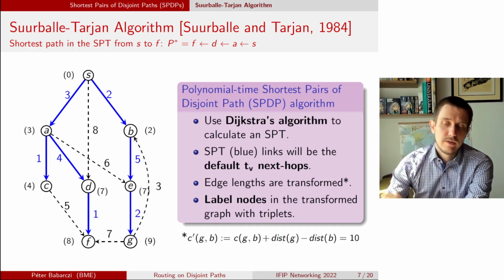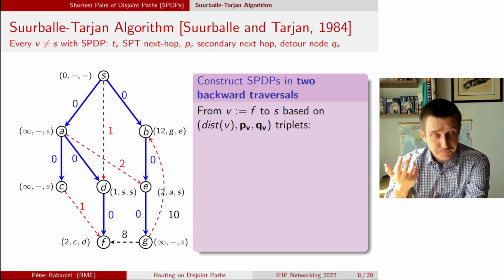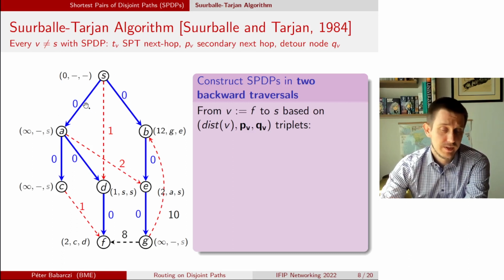Without going into the details, these triplets consist of three values. The distance in the graph with the modified edge lengths shown in this figure, the cost of the shortest disjoint pair of paths, also a P(v) node which denotes the non-shortest path next hop, and also a Q node, which has a very special meaning in this algorithm. So how can we use these triplets to construct the shortest pairs of disjoint paths?